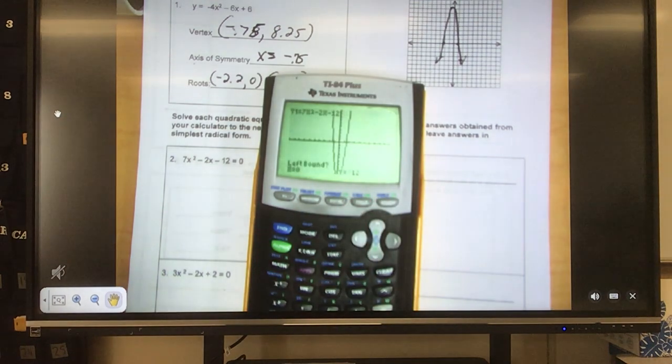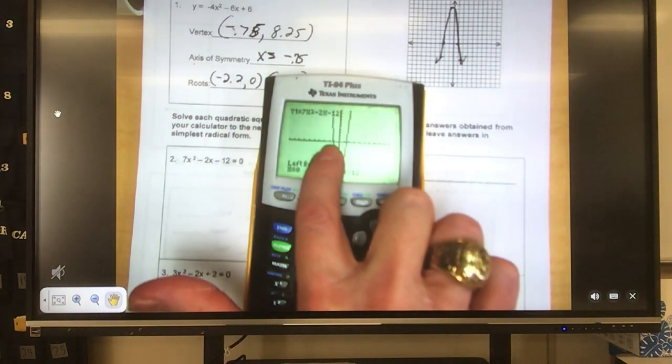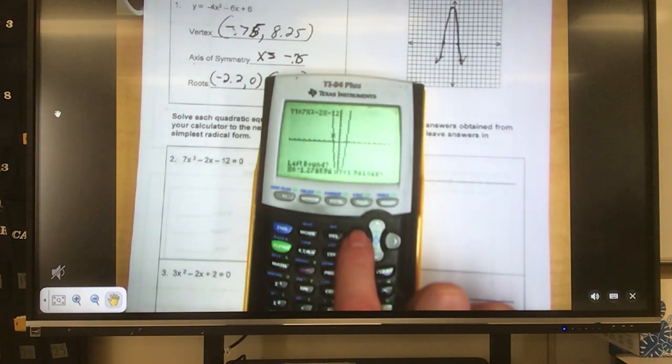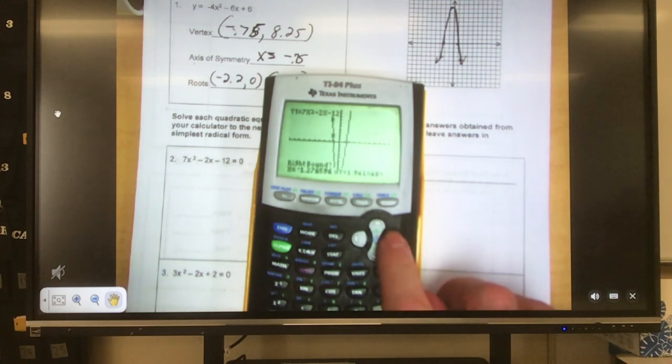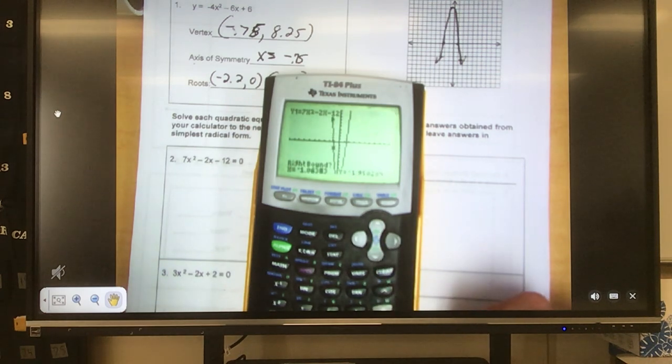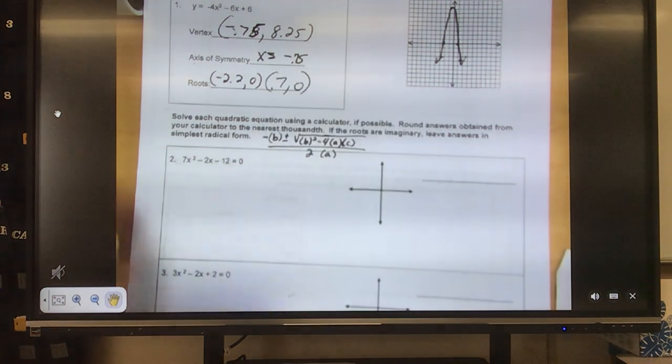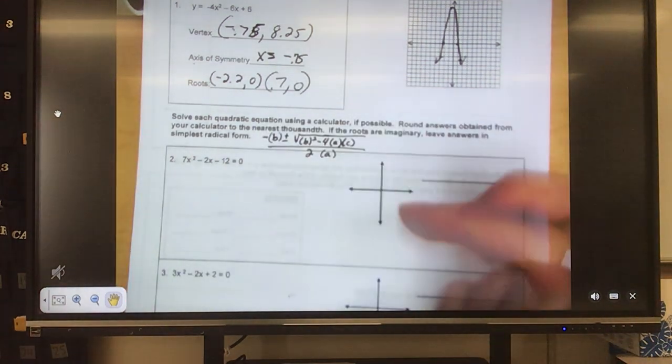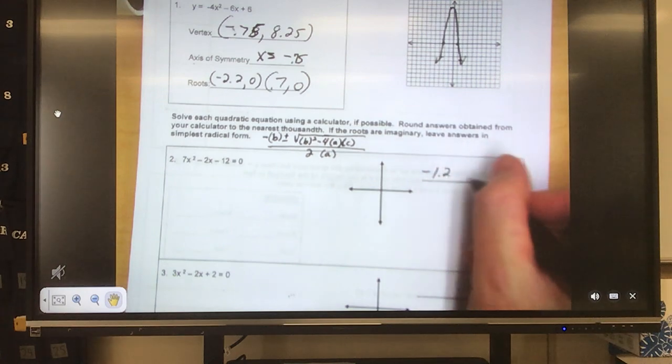Second trace, number 2 for zero. Left bound on this guy over here. I lost my little cheater sheet over there. It says put it above the x-axis, hit enter. Then it says right bound, so I put it below the x-axis, hit enter. Yes, hit enter. And it tells me negative 1.2. So one answer is negative 1.2.